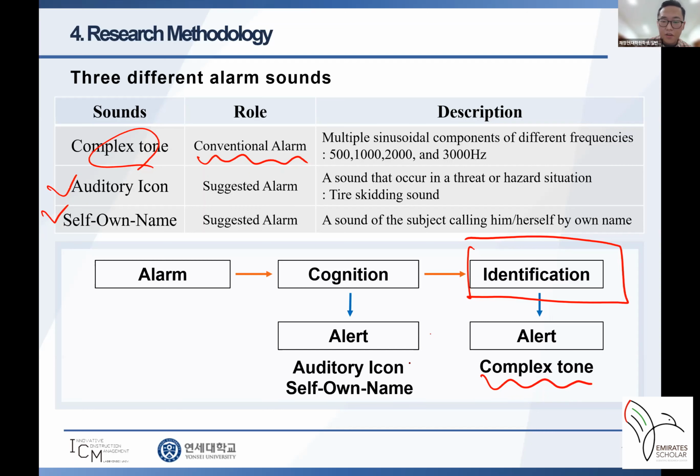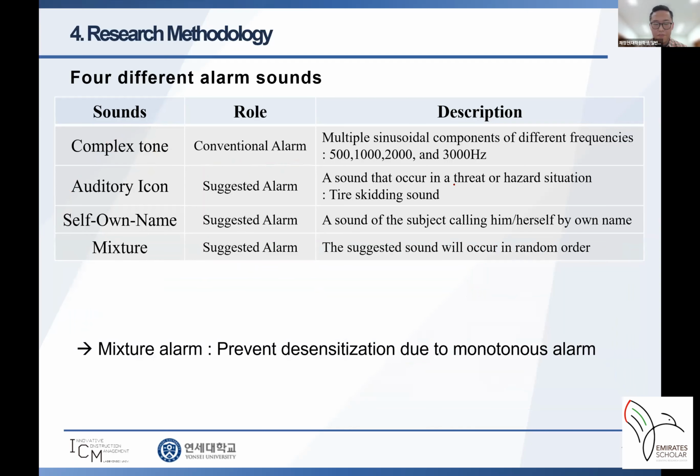But as an auditory icon already has information about the hazard or the threat, and the cell phone name can alert the subject by its nature, because it's like our name. When we hear it, we know that someone is calling me and our body is alerted. That's the mechanism behind the alarm sounds.